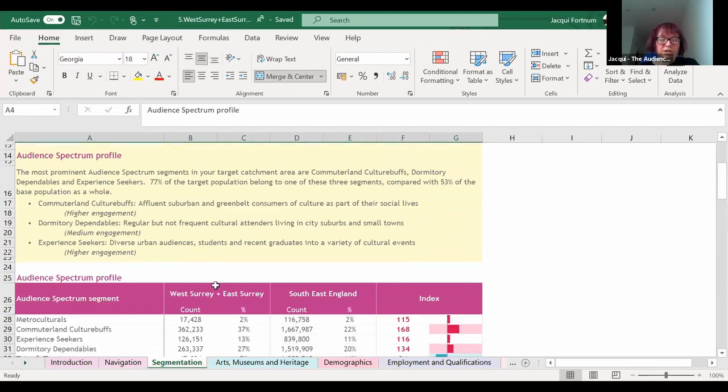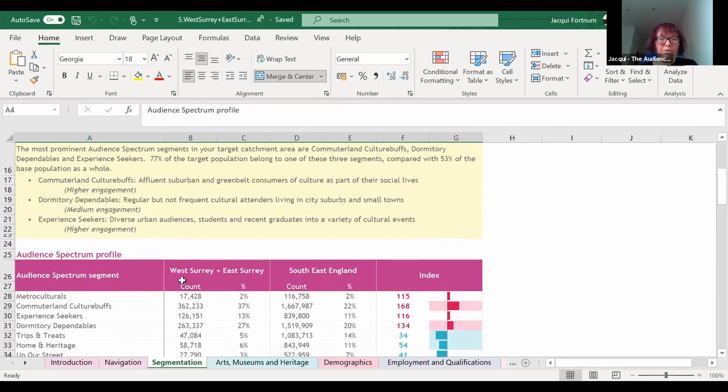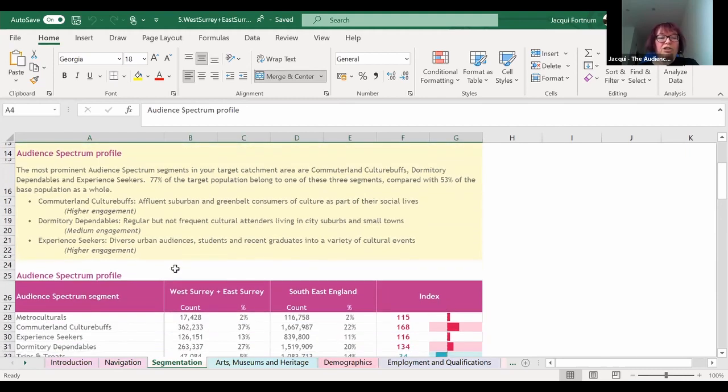The next section looks at your audience spectrum profiling, and we will come back to this and look at it in a bit more detail for those of you who aren't familiar with it. But essentially this is a segmentation which breaks the population down by what they have in common in terms of their arts and cultural engagement.